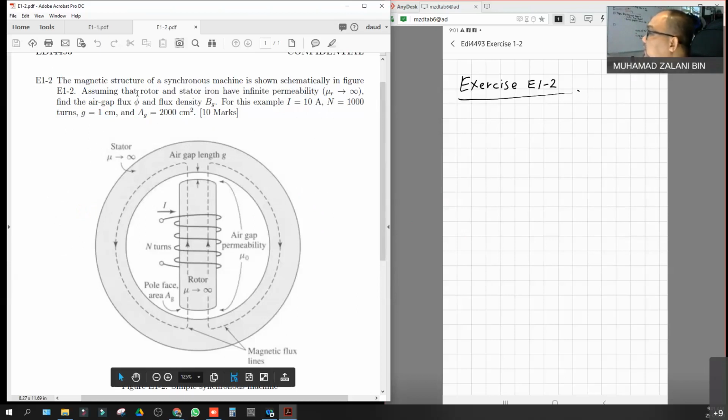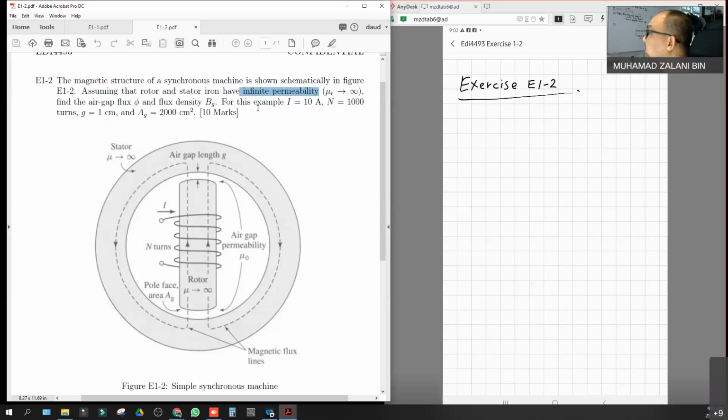Assuming that rotor and stator iron have infinite permeability, for the rotor iron. So the rotor and stator are made of iron, which has infinite permeability, meaning that mu r is infinite. Find the air gap flux phi and flux density Bg.